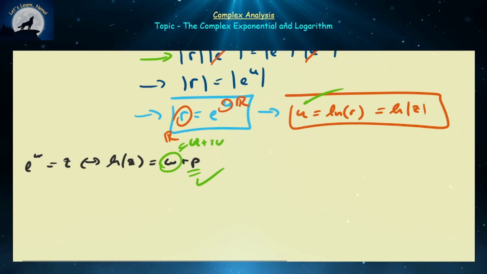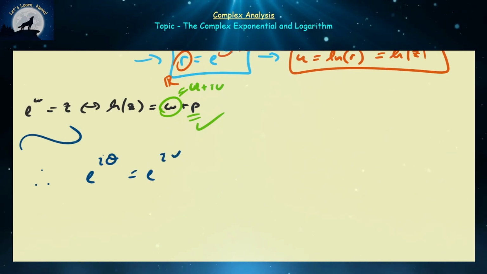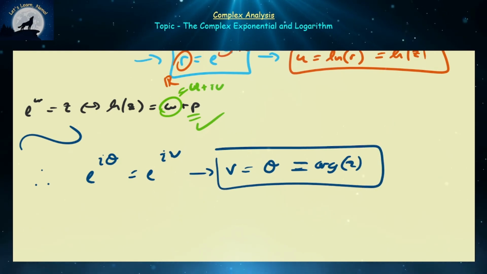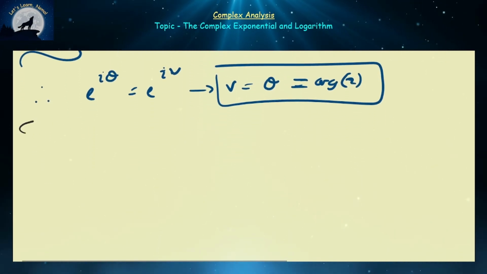Where v is the argument of that particular number. Looking at the other piece of this equation, we have that e to the i theta must be equal to e to the iv, because those exponential terms must be equal, since now their magnitudes are equal. So if e to the i theta is equal to e to the iv, that means that v must be equal to theta, where theta is the argument of z. So now we know u, now we know v, so now we have reasonable forms to define our natural logarithm. So let's go ahead and do that.